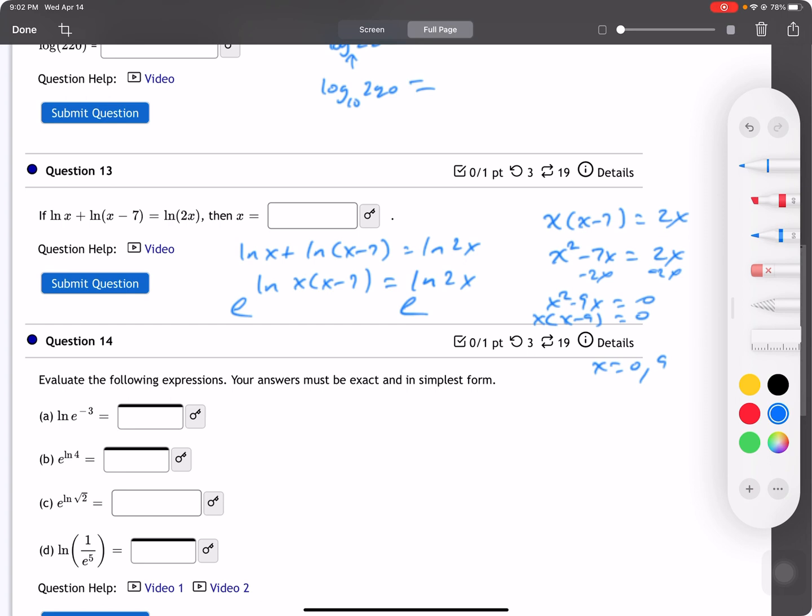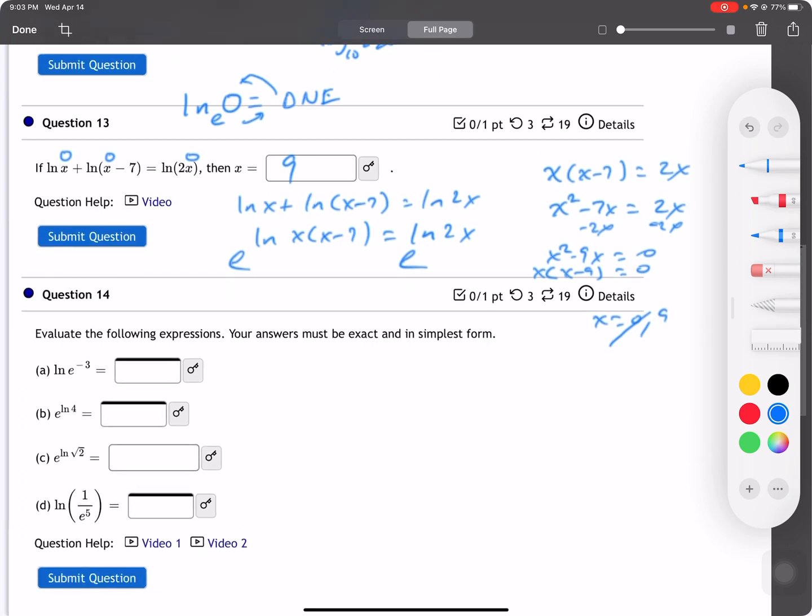Okay. Now, let's check our answers. Can I put a 0 here? Would 0 be a possibility? Can we take the natural log of 0? E to what exponent would give me 0? The answer is it doesn't exist, so there's no answer. Meaning 0 is not a possibility, so only 9 is the answer here.